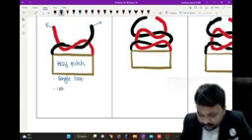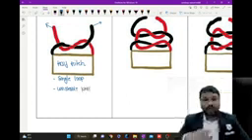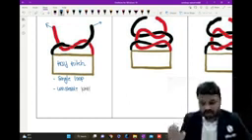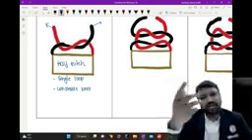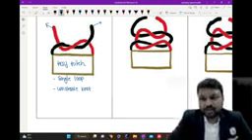Remember, this is an unstable knot. If you put a finger under this and pull it, the entire knot is going to untie.